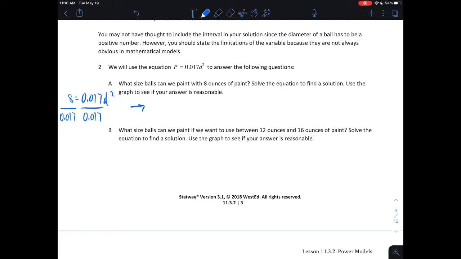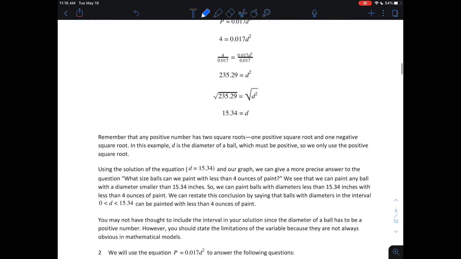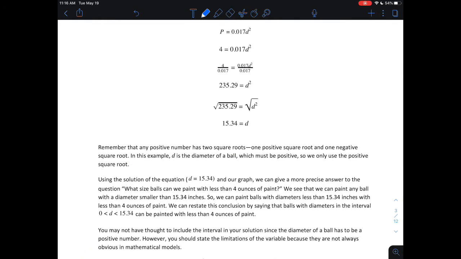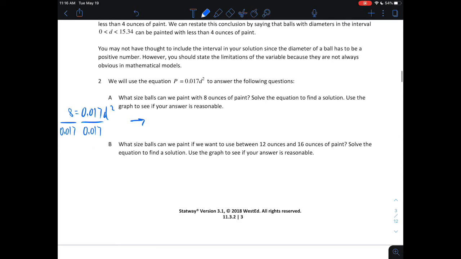When I do that, it means that I'm just going to have 8 divided by 0.017. And I'm just going to follow the same theme that they did above. After they did their division, they rounded to 2 decimal places. So I'll do that here. 470.59 is equal to d squared.